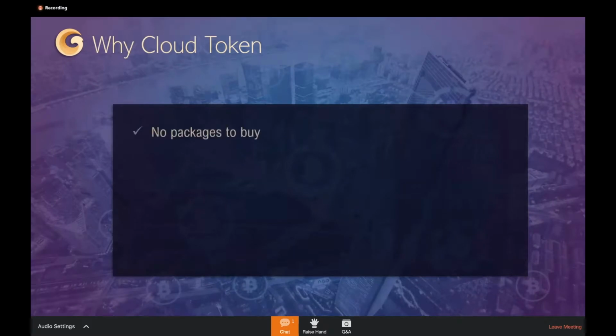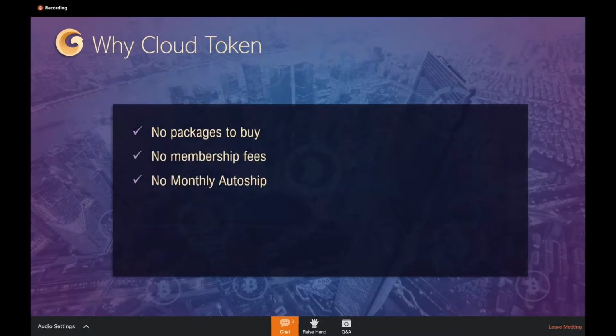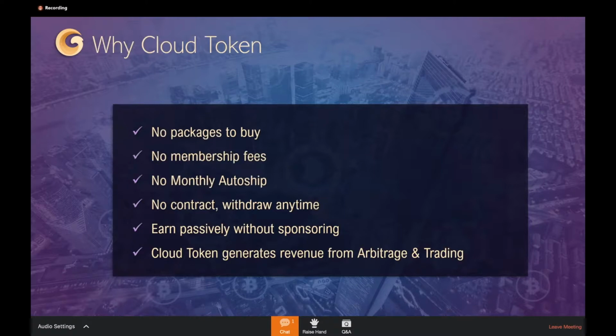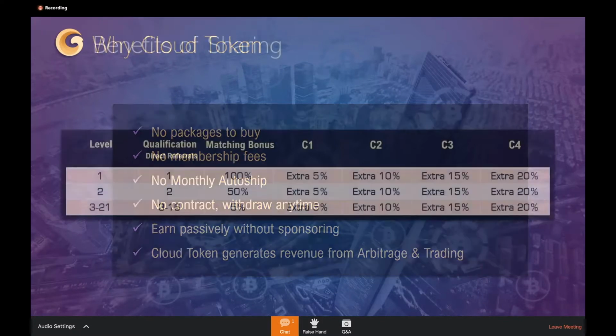Now let's talk about the features or the benefits of the platform itself. First of all, there is no packages for you to buy or pre-buy. There's no membership fees that you're going to get stung with. There's no monthly auto ship. There's no contracts, as we just discussed. You absolutely can benefit passively because this is a trading AI. And also your monthly gains, which actually come daily, you receive in the form of cloud tokens, which is a utility token. And that is actually going to be what drives this entire ecosystem as it gets rolled out in the second half of this year.